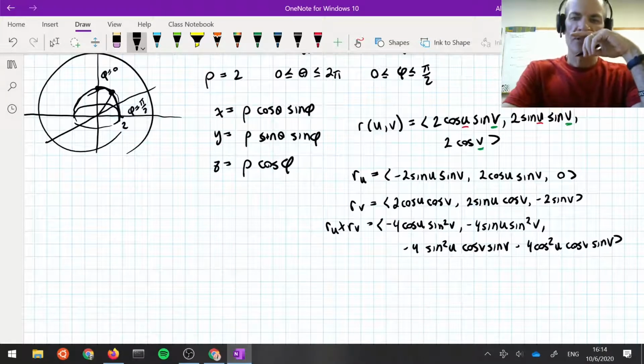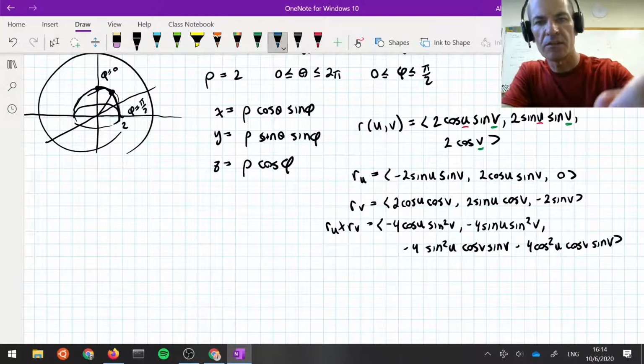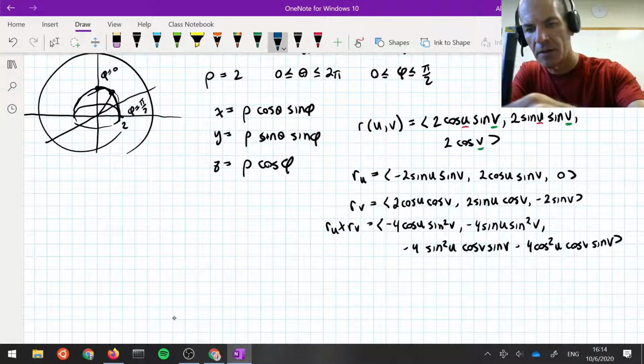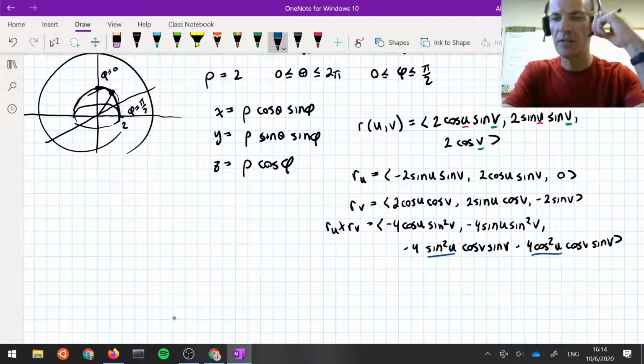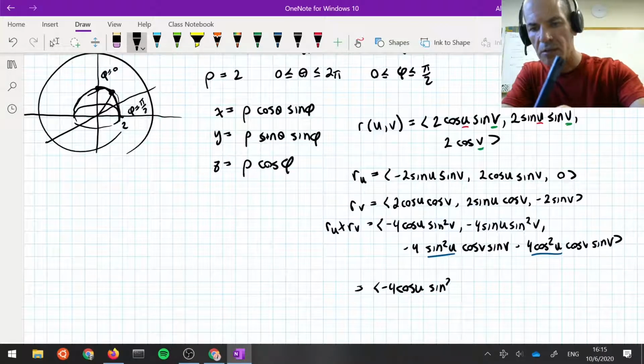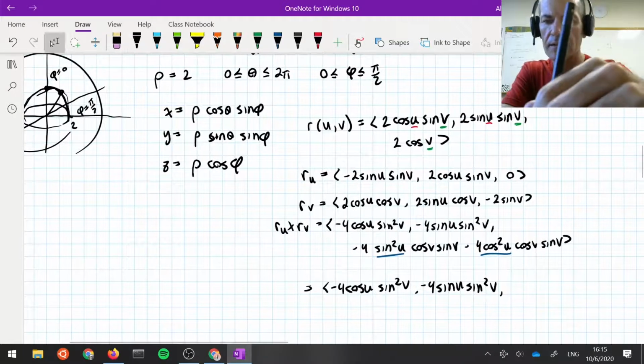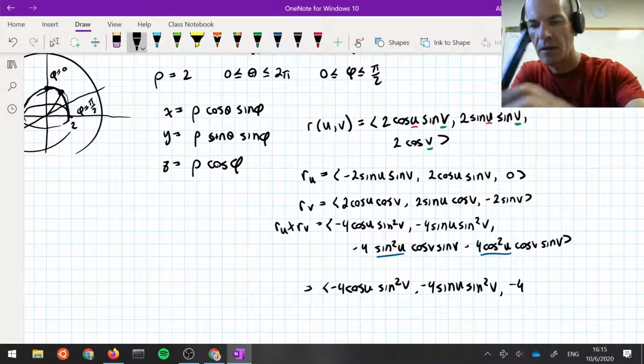Now, let's start looking for simplifications. First of all, we see there's a simplification lurking here with the sine squared u and the cosine squared u. This is going to simplify to negative 4 cosine u sine squared v minus 4 sine u sine squared v. And last, negative 4 cosine v sine v.